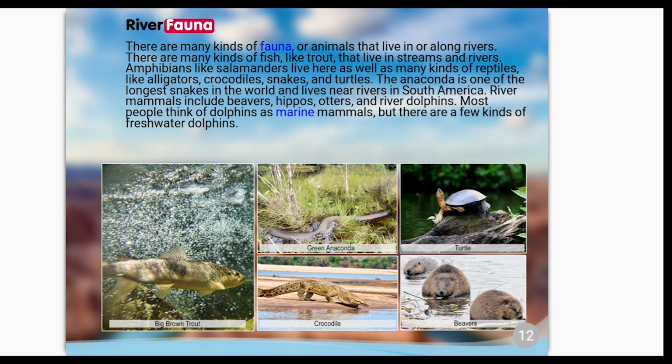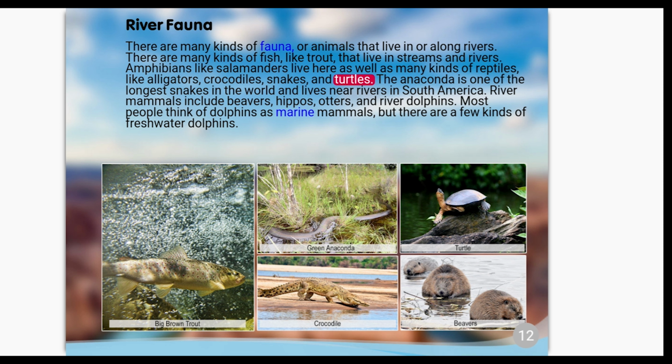River fauna. There are many kinds of fauna or animals that live in or along rivers. There are many kinds of fish like trout that live in streams and rivers. Amphibians like salamanders live here, as well as many kinds of reptiles like alligators, crocodiles, snakes, and turtles.